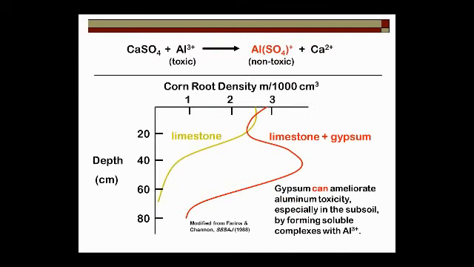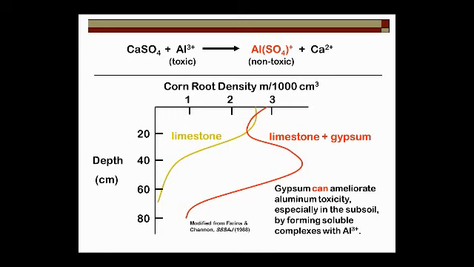So here's an example of roots where we've been treating with gypsum. You can see if we only treat with limestone, all the roots are in that top 20 to 40 centimeters. And it goes down very quickly because the roots don't like that acid subsoil. If you apply both limestone and gypsum, which is usually what I recommend, you need both if you have an acid soil, you can see how the roots proliferate much greater, even at depth.